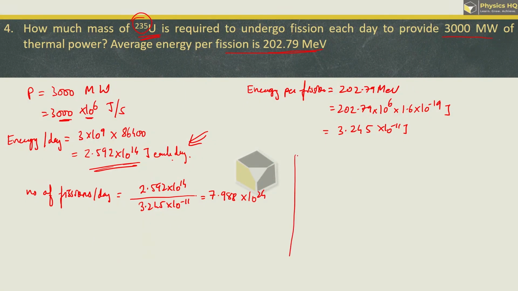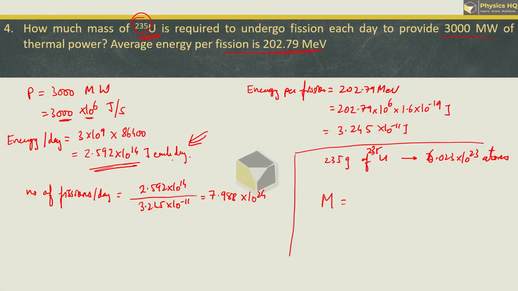We need to calculate mass over here, and for calculating mass we know that 235 gram of this uranium is having 6.023 into 10 raised to 23 atoms. So the mass needed over here will be 7.988 into 10 raised to 24. We will divide this by 6.023 into 10 raised to 23 into this weight. 235 gram can be written as 0.235.